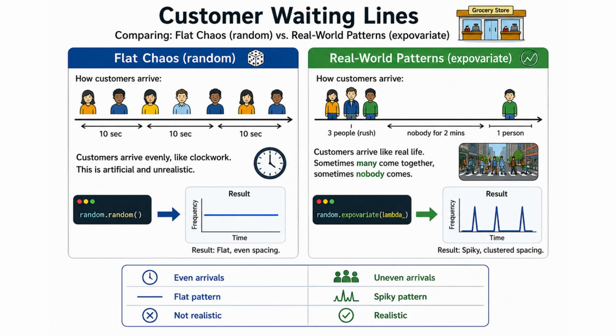Random creates simple randomness. But real customers don't arrive evenly. Expovariate creates realistic rushes and quiet periods. That's why simulations often use it.